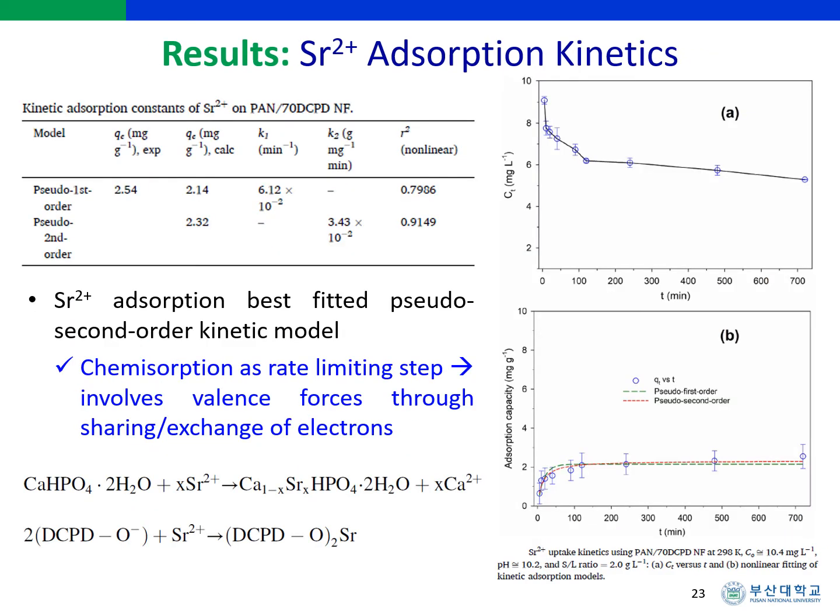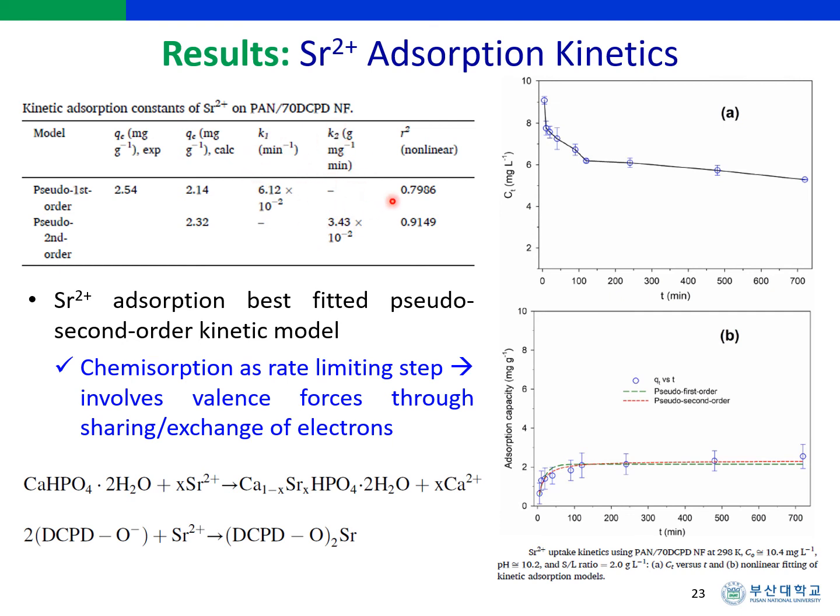The results of the adsorption kinetics experiments are presented in these figures and summarized in this table. This figure reveals that strontium adsorption by PAN DCPD-NF with 78% DCPD loading was a slow process, as it took 12 hours to remove 48.6% of strontium ions from water. This observation is corroborated by the computed low rate constant values for both kinetic models, as shown in this table. So look at the values of K1 and K2 here.